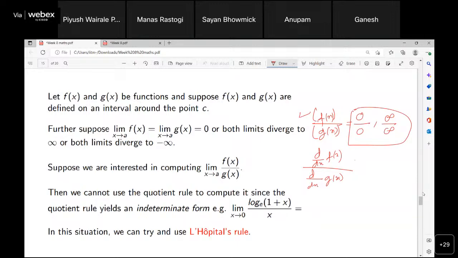But if there are cases like infinity minus infinity, infinity into 0, 1 raised to power infinity, 0 to the power 0, infinity to the power 0, then try to bring this function into the form 0 by 0 or infinity by infinity first. Then only you can apply L'Hospital rule.